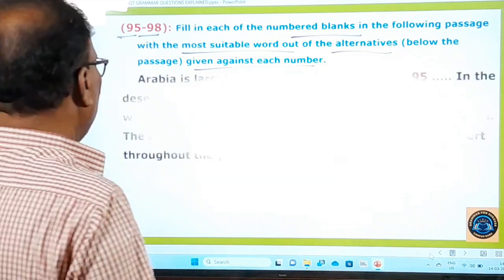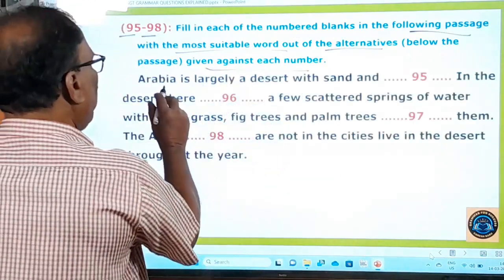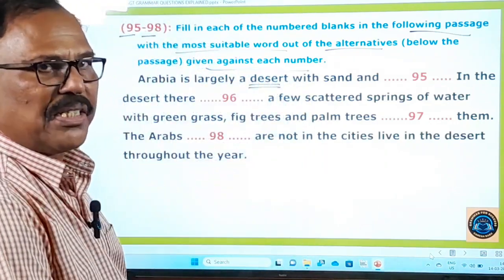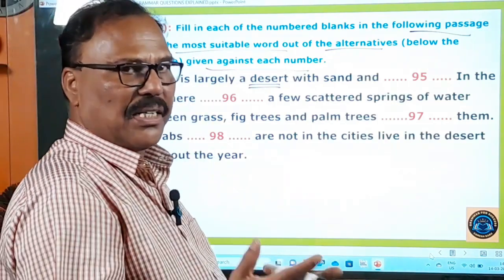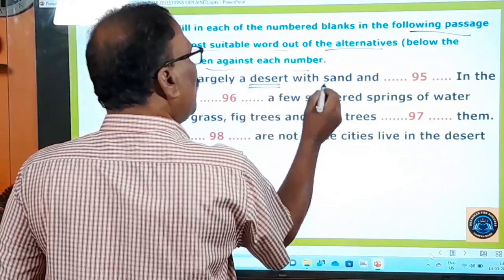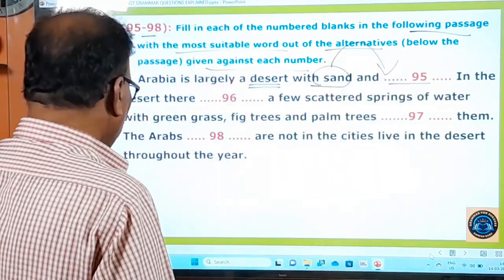Now let us look at the passage. This is a small, very beautiful passage. "Arabia is largely a desert." Everybody knows about a desert. The Thar desert, you know very well, in Rajasthan, and the Sahara desert, and several deserts are there. And what do you find in the desert? You find sand, and also what do you find in that? So let us look at that.